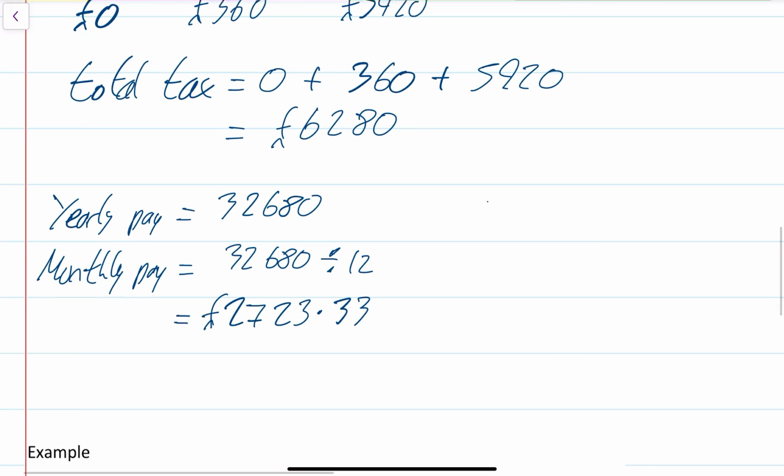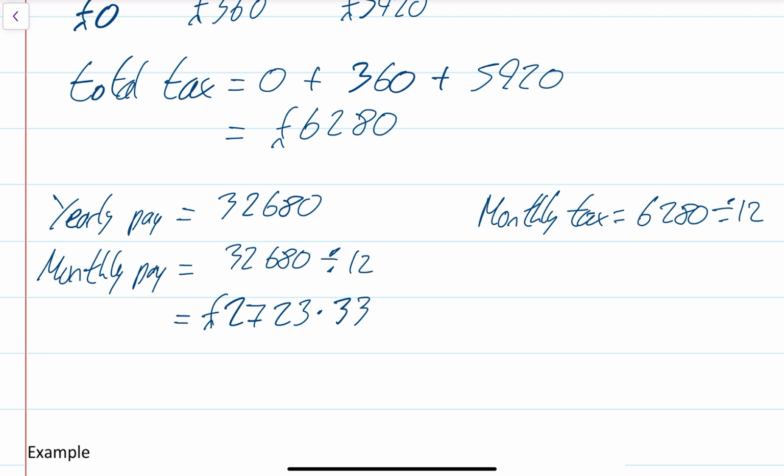And his monthly tax then, his yearly tax, which was 6,280 divided by 12. And then we can do that 6,280 divided by 12, which works out again to be 523.33, 0.3 recurring. So again, 2 decimal places.